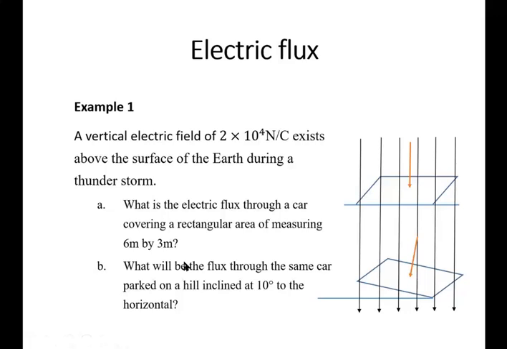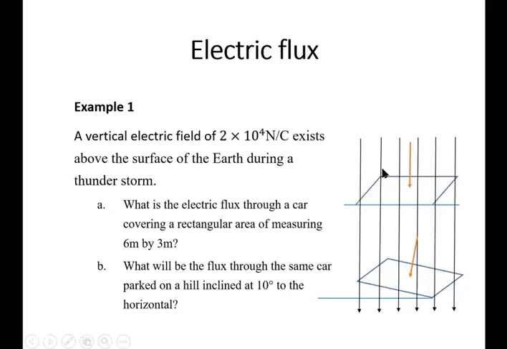Let's take our first example. A vertical electric field of 2 by 10 to the power 4 Newton per coulomb exists above the surface of the earth during a thunderstorm. So I've represented that electric field with the black parallel lines that are also vertical. Now we are required to find the electric flux through a car covering a rectangular area measuring 6 meters by 3 meters. So this is the rectangular area occupied by a vehicle, a car.